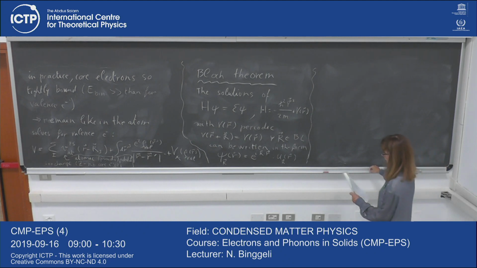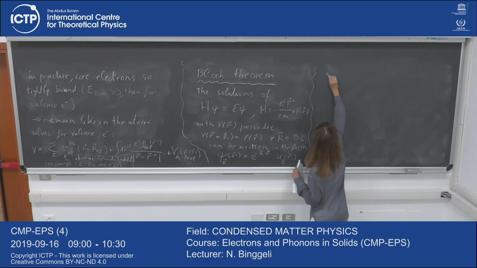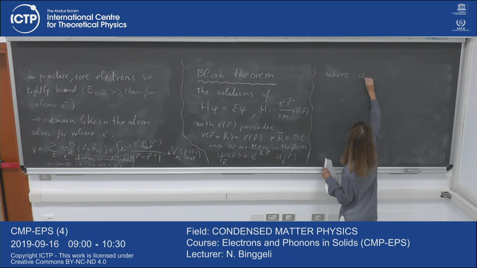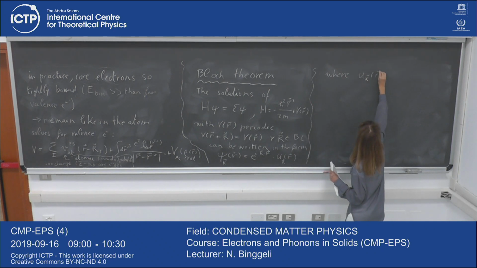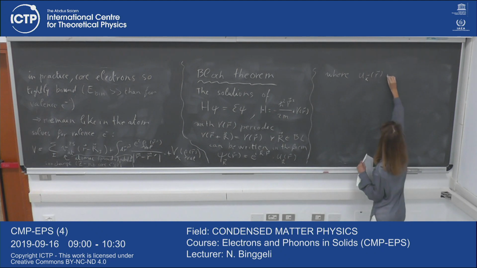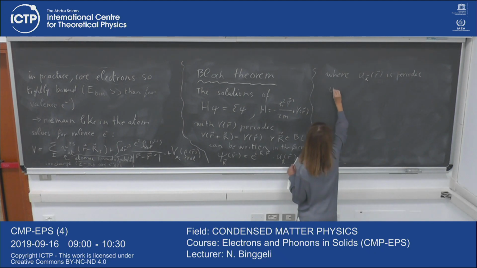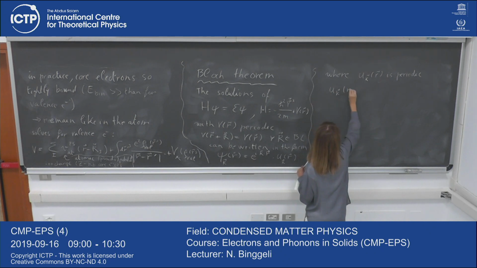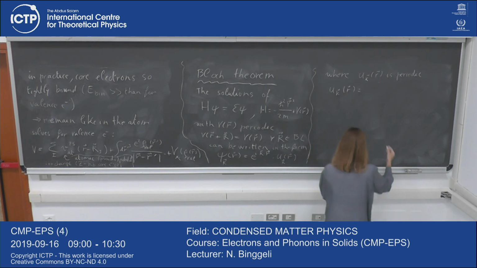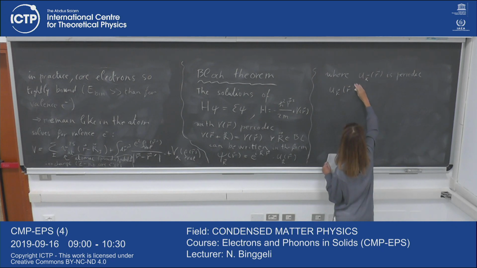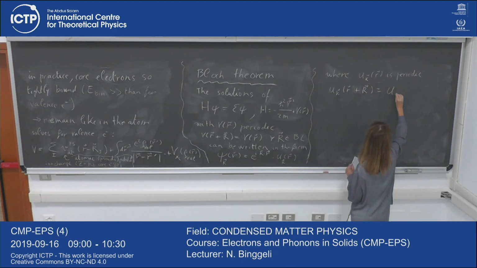With U having the periodicity of the Bravais lattice. So where U_K of R is periodic, that is U_K of R plus capital R is equal to U_K of R.